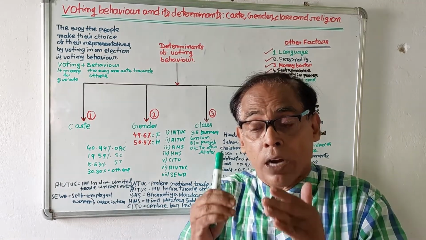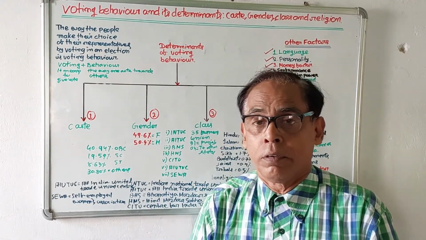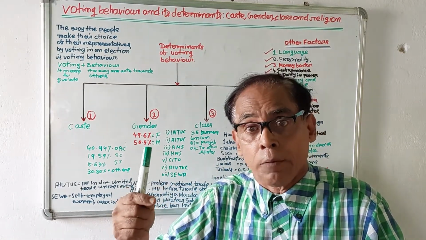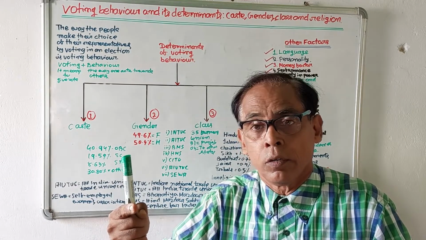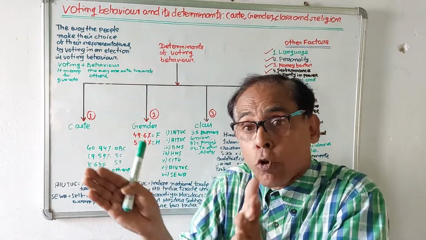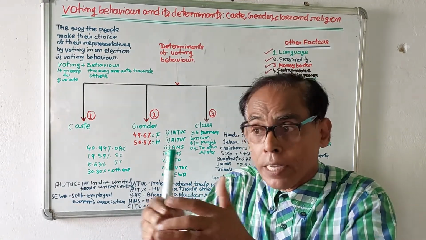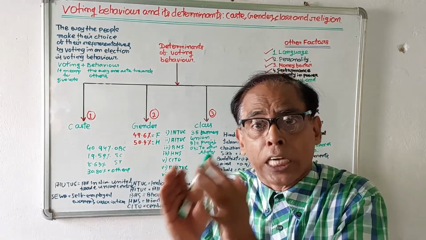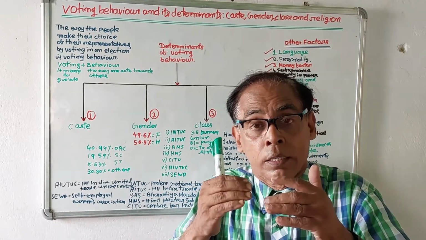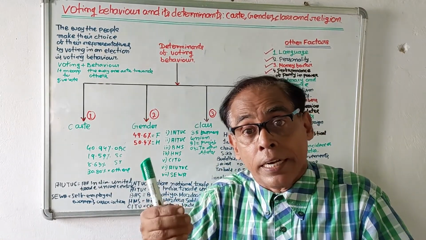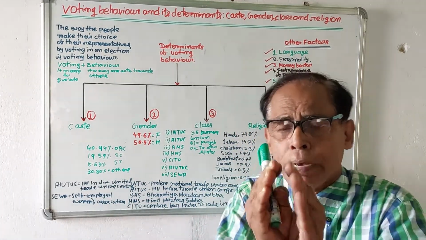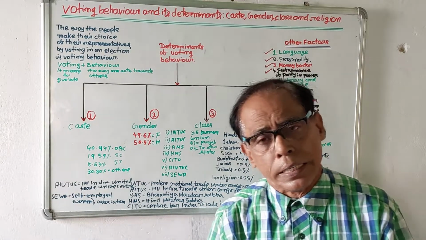And political parties, after knowing it, will select a candidate from that caste where people of one caste are more numerous. It means if in an area people of a particular caste are staying together, then the political party gives a candidate of that caste in that constituency. So caste is a major factor in India.